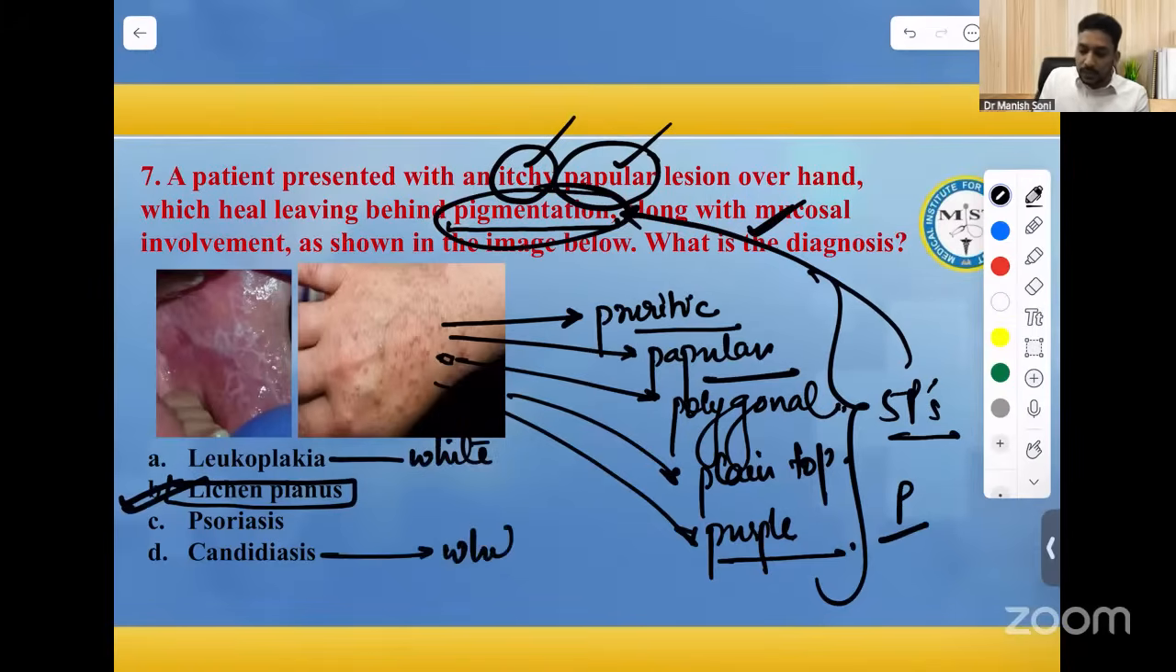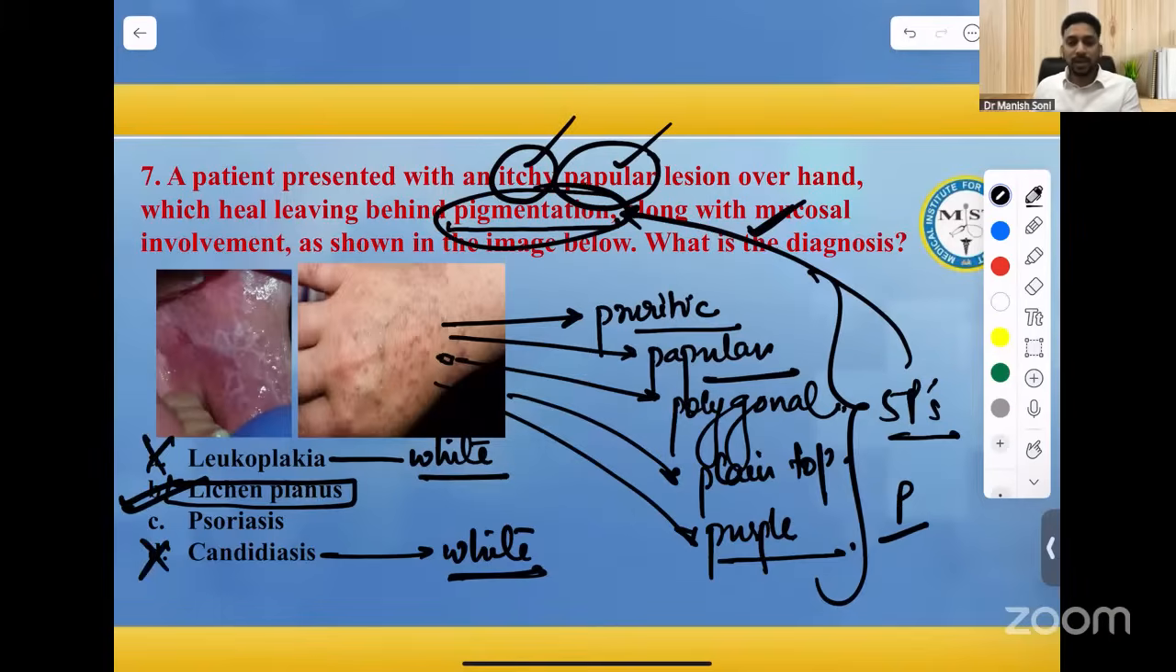Candidiasis is white. And in leukoplakia and candidiasis, generally mucosa is involved, but not the plain purple pruritic papules seen over the hand. So that's why these are not the answer. And why not psoriasis? Because in psoriasis, mucosa is not involved. Okay, so here both are involved. So psoriasis is also not the answer.